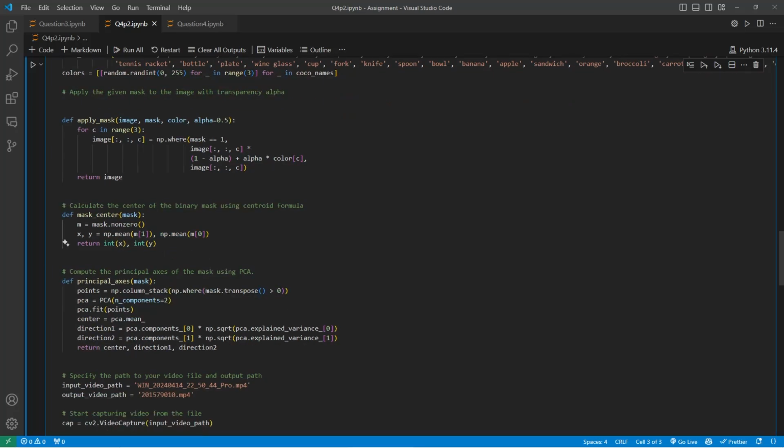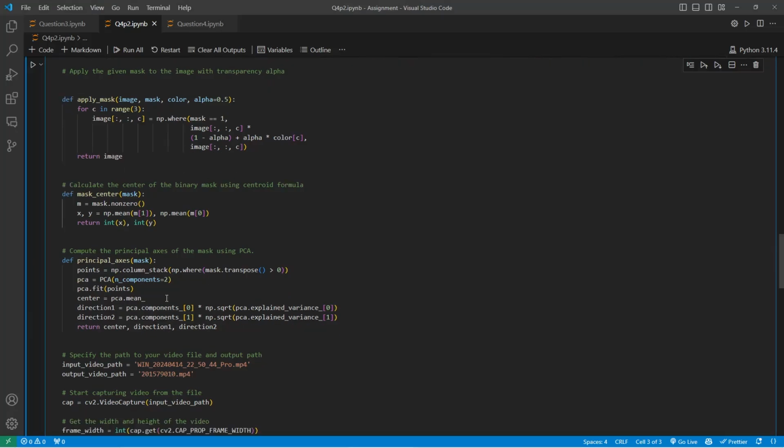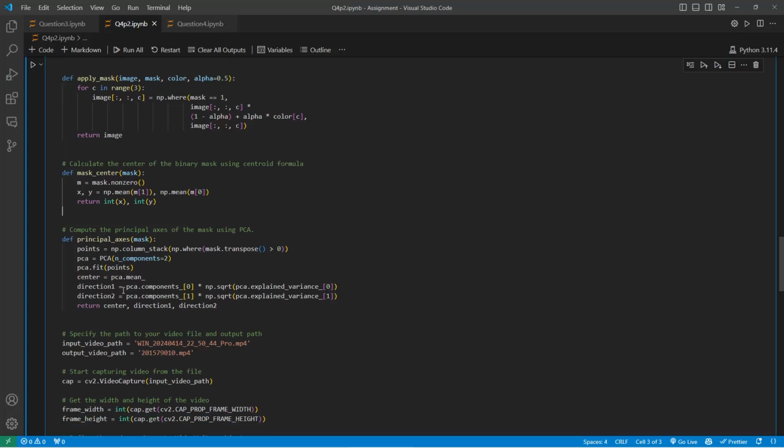And then we also have principal axis, which firstly gathers and collects all the coordinates of the pixels that make up the object. Then it applies the PCA library, or the PCA function, to identify the direction in which the vectors are going. And then we calculate the axis by calculating the 2 vectors that represent the PCA, or the principal axis.